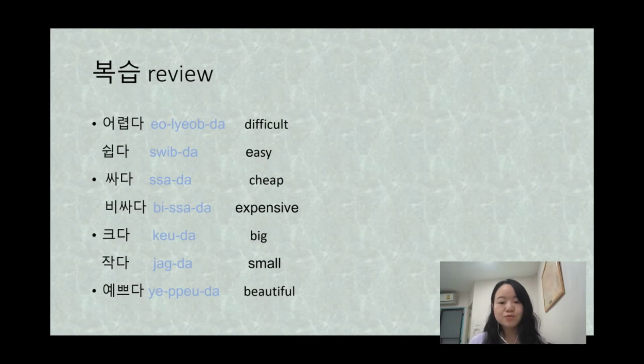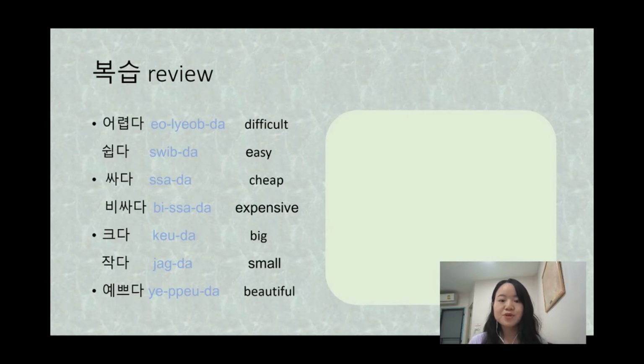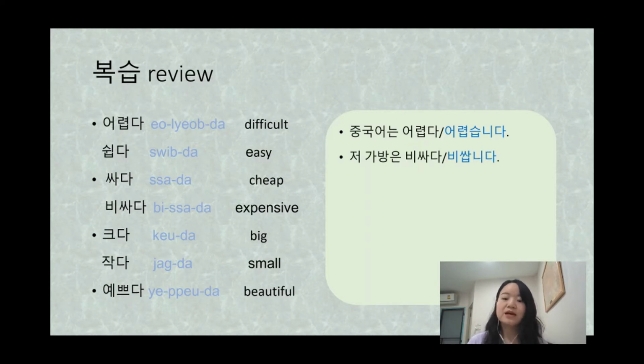Okay, then move on to the sentences. First one, Chinese is difficult. 중국어는 어렵다. And if you talk to someone older than you, you say 중국어는 어렵습니다. Okay, second, that bag is expensive. 저 가방은 비싸다. Same. If you talk to someone older than you, you say 저 가방은 비쌉니다.